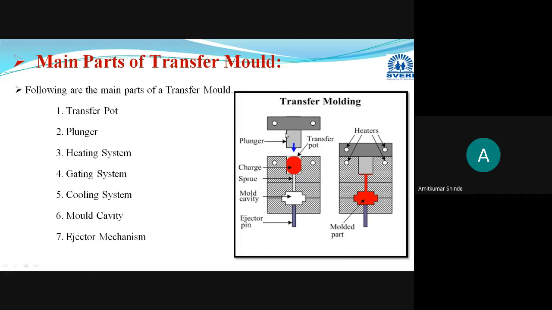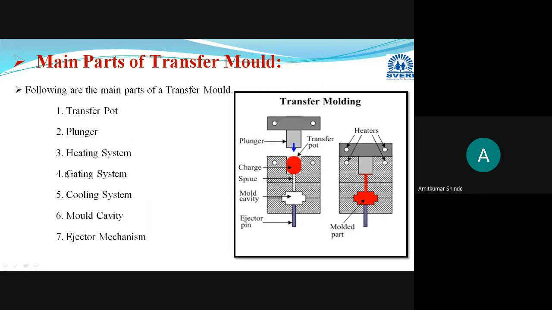The plunger also may be of a rectangular, square, or cylindrical shape. Basically, we are using the cylindrical or rounded shape. The plunger is the second part. This plunger will apply pressure on the charge or preform, and transfer it from the transfer pot to the actual mold cavity.